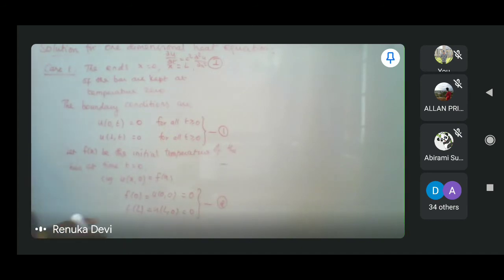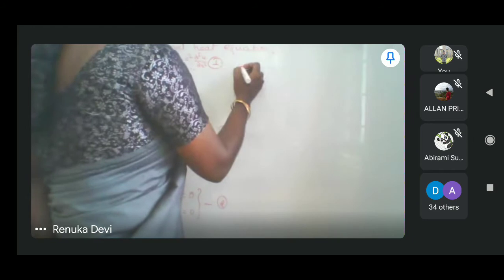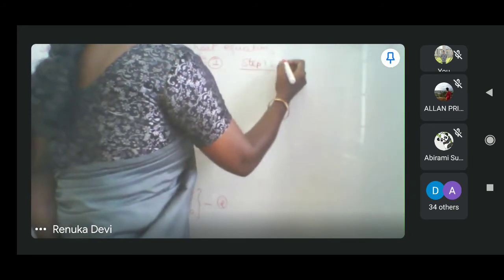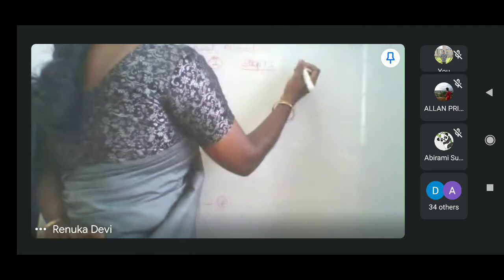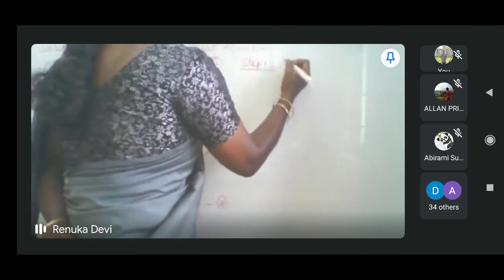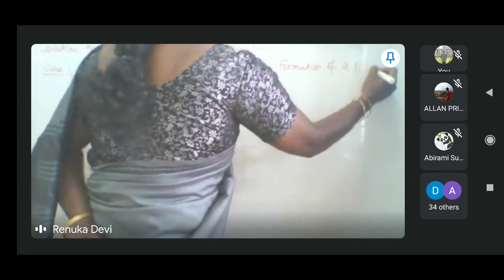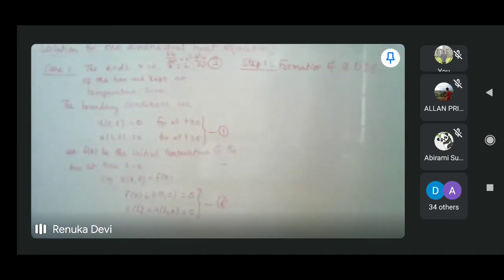Okay. So the next step is I take step 1: formation of two ordinary differential equations. Okay. We are getting two differential equations by putting some substitution.